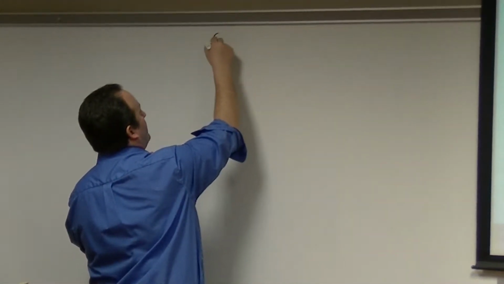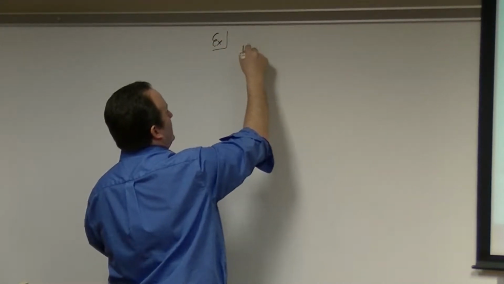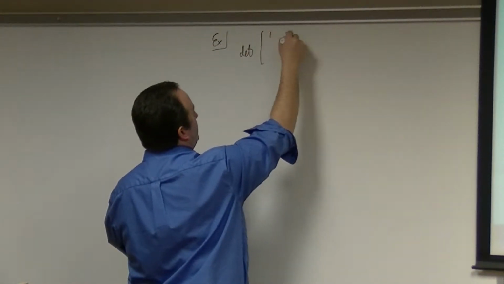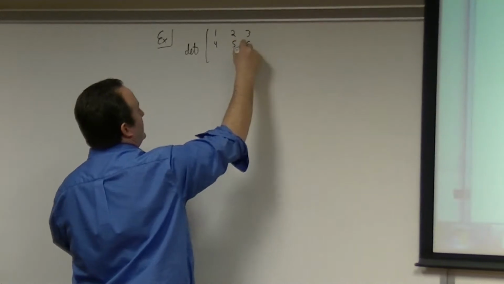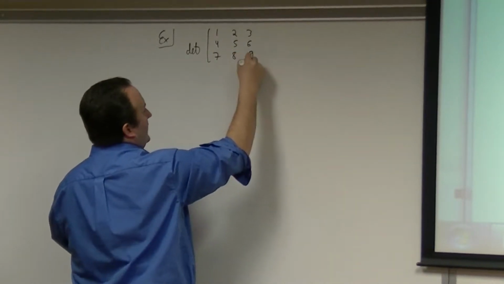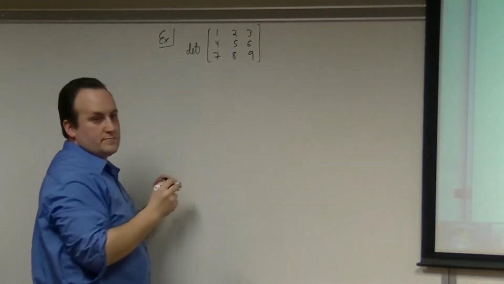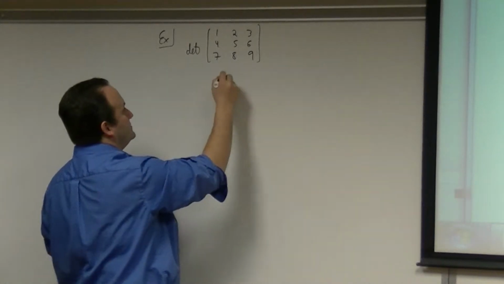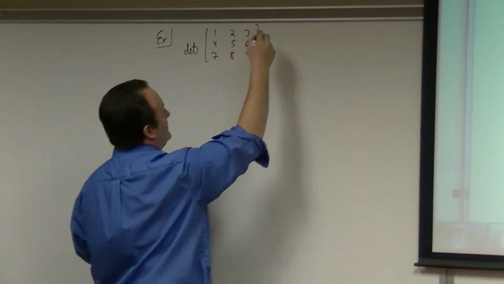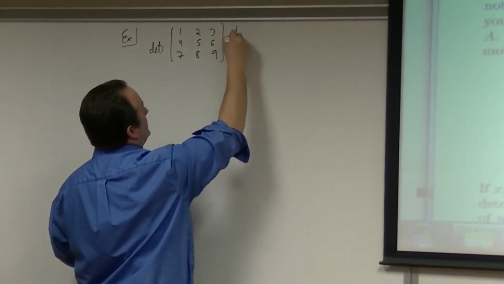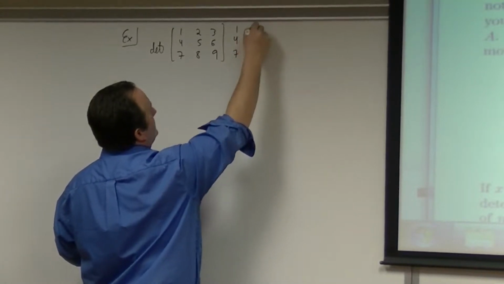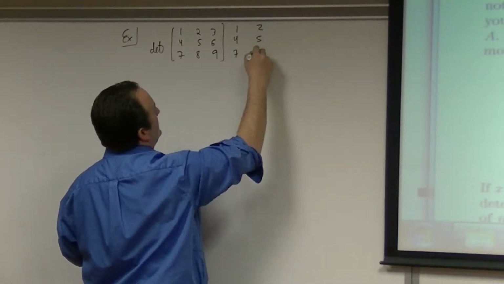Let's try it out. Let's calculate the determinant of 1, 2, 3, 4, 5, 6, 7, 8, 9. So what I do, let's see, if I'm going to be lazy, I'll just write it again. 1, 4, 7, 2, 5, 8.